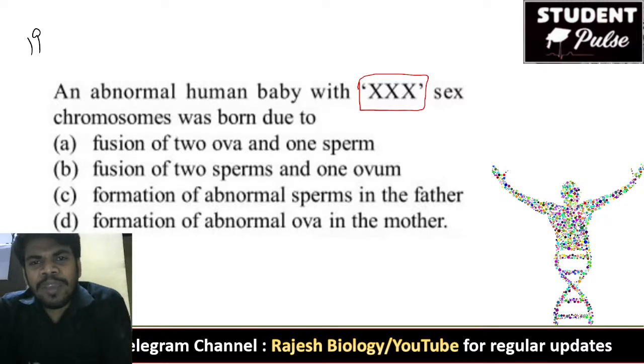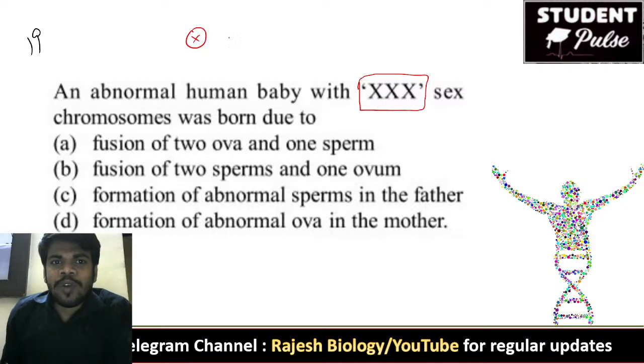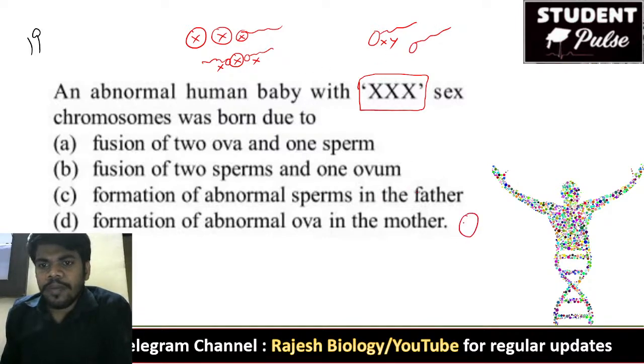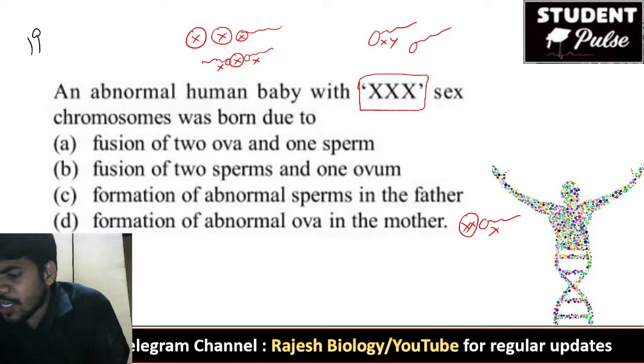Can you guess why a female baby has an extra X chromosome? Because of the fusion of 2 ova and 1 sperm cell. Ova have 1 X chromosome, so 2 ova and 1 sperm cell. Or fusion of 2 sperms and 1 ovum, or formation of abnormal sperms in the father. Abnormal sperms means XY, or without anything, or formation of abnormal ova in the mother. Which is the right answer? Dinesh Jetta says A, Lokesh says A, everybody says A.